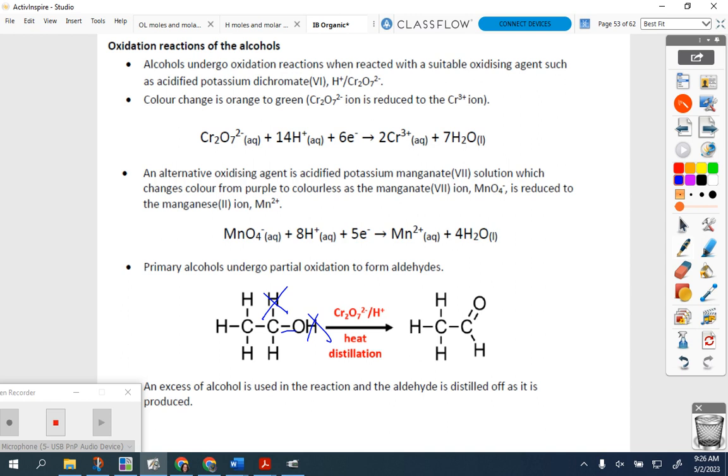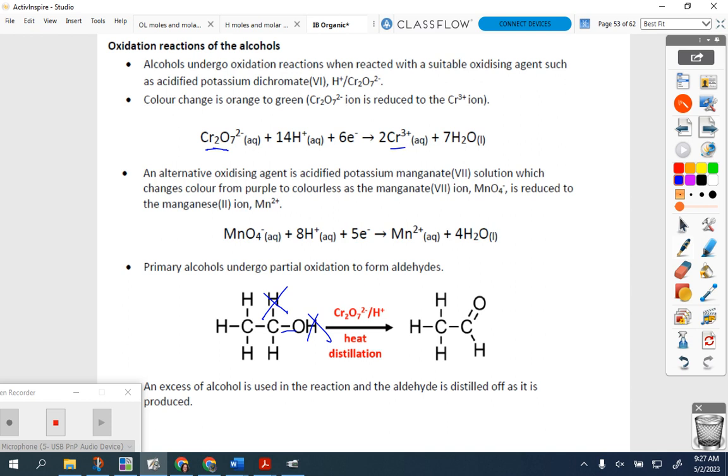Why does this happen, and under what conditions does this happen? It requires an oxidizing agent. One of the usual ones is dichromate. In this case, our chromium changes from the dichromate into, that separates out and becomes the chromium 3+.